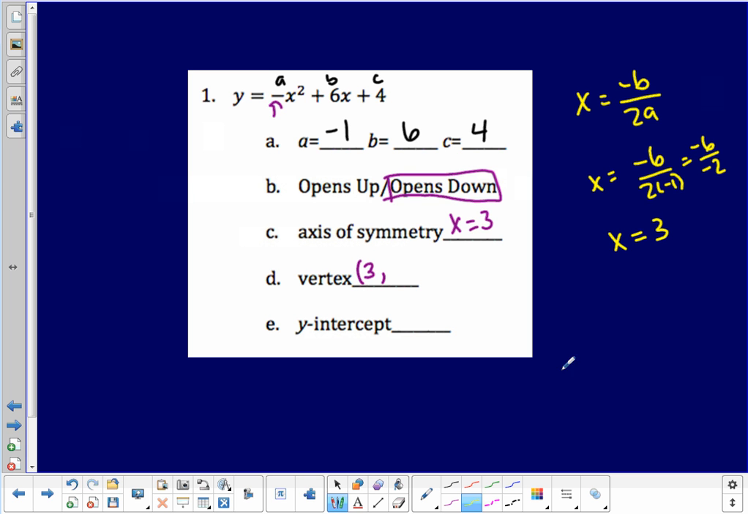Then I plug it in to get the other half. I'd have y is equal to the opposite of 3 squared plus 6 times 3 plus 4. Make sure that you recognize that the negative is not being squared. Only the 3 is being squared. 3 is the only part that's the actual x value. The negative is just out in front. It's not part of the x.